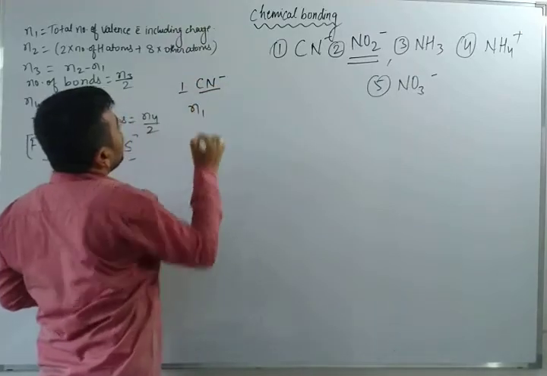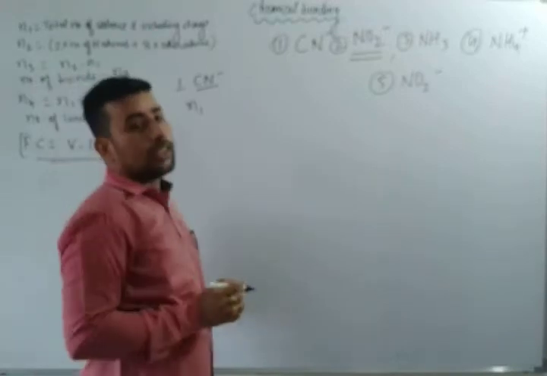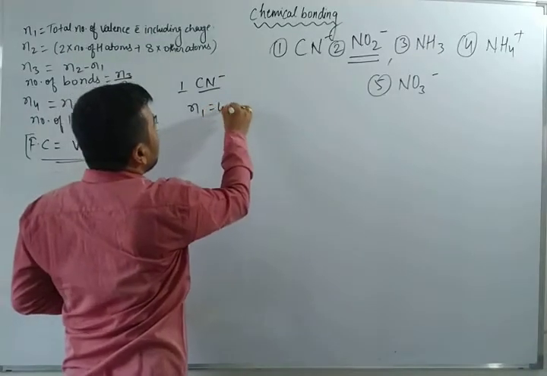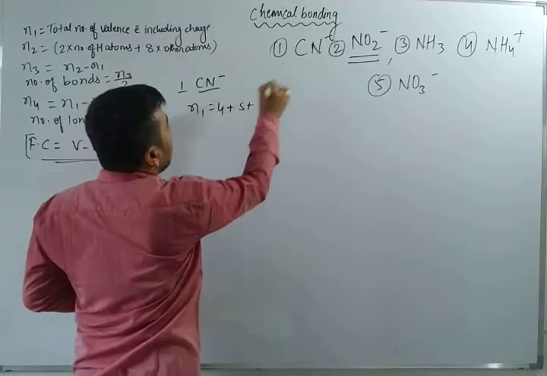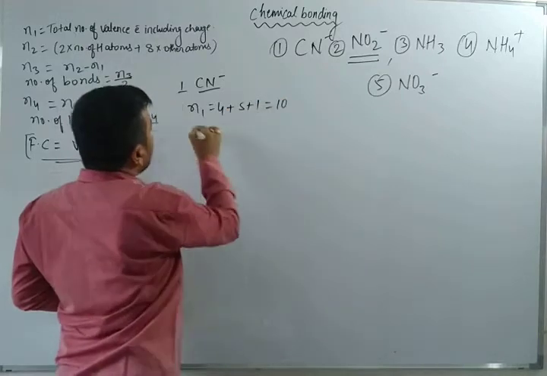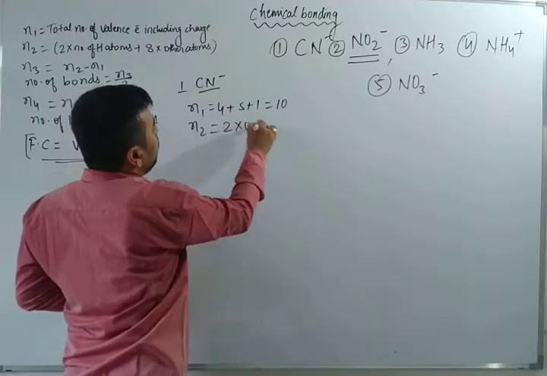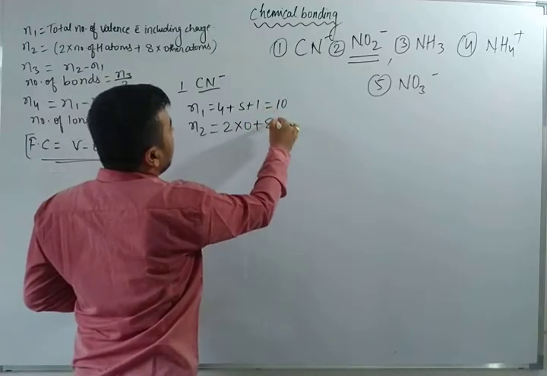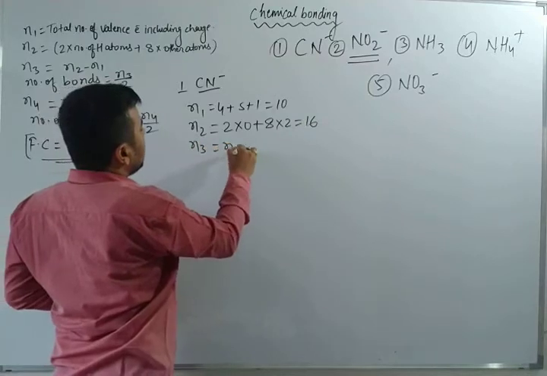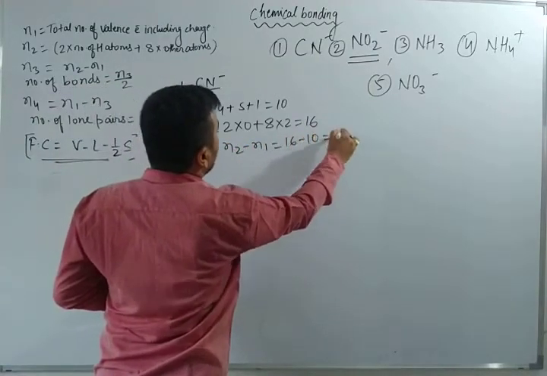What will be the valence electron of N? Carbon how many? Carbon 4. Nitrogen how many? 5. Carbon 4 valence electron, nitrogen 5 valence electron, and minus 1 charge, so 1. 5 plus 4 plus 1 is equal to 10. And 2 into number of hydrogen atoms, 2 into 0, plus other atoms into 8, 8 into 2 is equal to 16. N3 is equal to N2 minus N1, that is equal to 16 minus 10 is equal to 6.